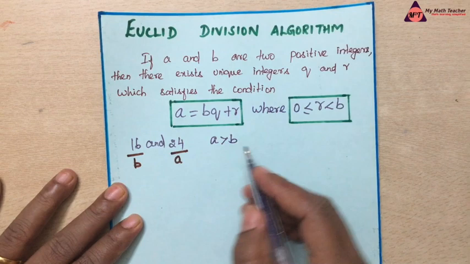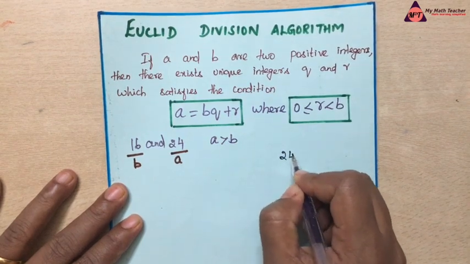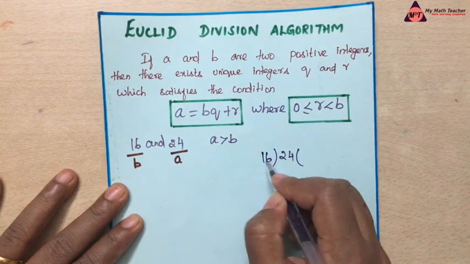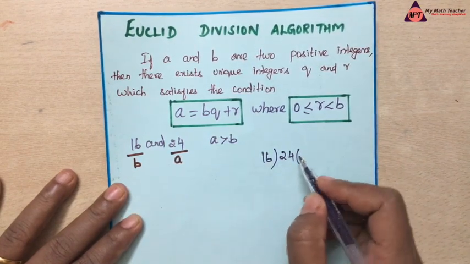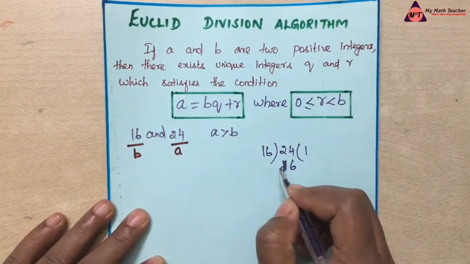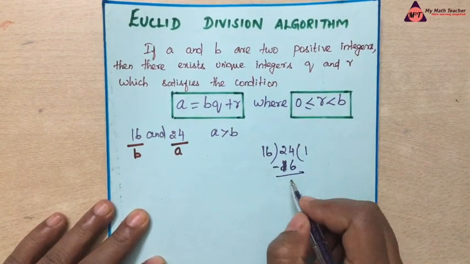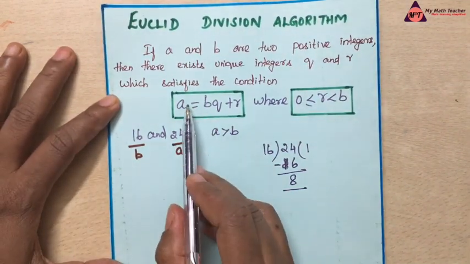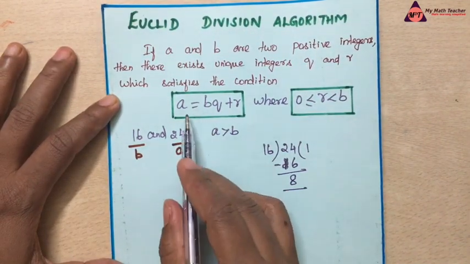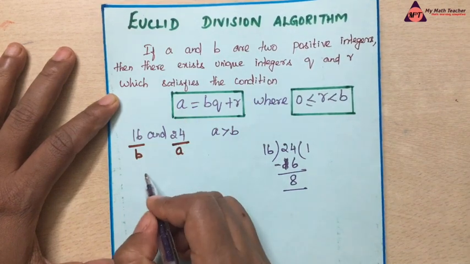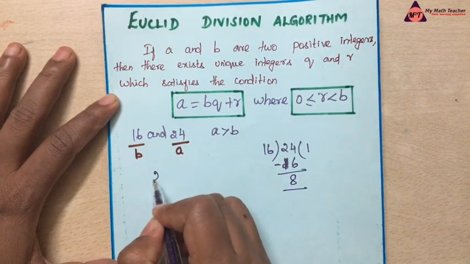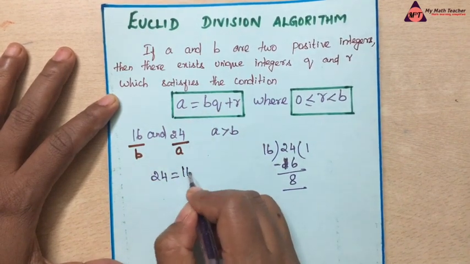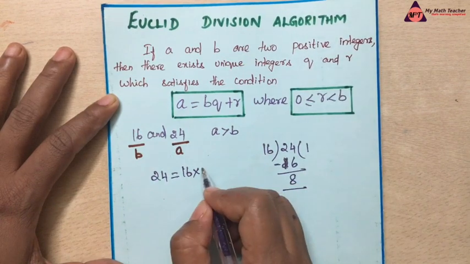So I take the greater number 24 and divide by the smaller number 16. How many 16s are there in 24? 1. 16. So subtract this. 24 minus 16 is 8. Now we will apply this condition. What is a? a here is 24. So a is 24 here, that is equal to, what is b here? 16, that is multiplied by the quotient, that is 1.